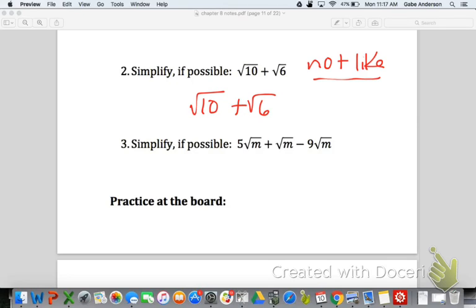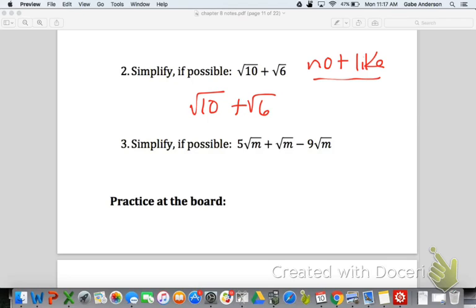Okay. Last one, let's see how you guys handle this one. 5 root m plus root m minus 9 root m. So the first question you've got to ask yourself is, are there any terms in there that are like radicals? Any like terms, essentially? Yeah, there are. Aren't all three of them like? Okay, so you would just combine them, add your coefficients up.